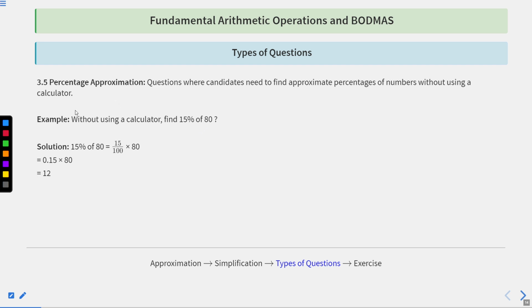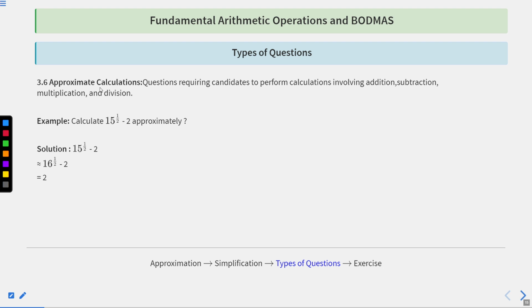The fifth type of questions that are asked is percentage approximation. Questions where candidates need to find approximate percentages of numbers without using a calculator. So without using a calculator, find 15% of 80. So 15% of 80 is equal to 15 upon 100 into 80, which is equal to 0.15 times 80, and it is equal to 12. So 15% of 80 is 12.